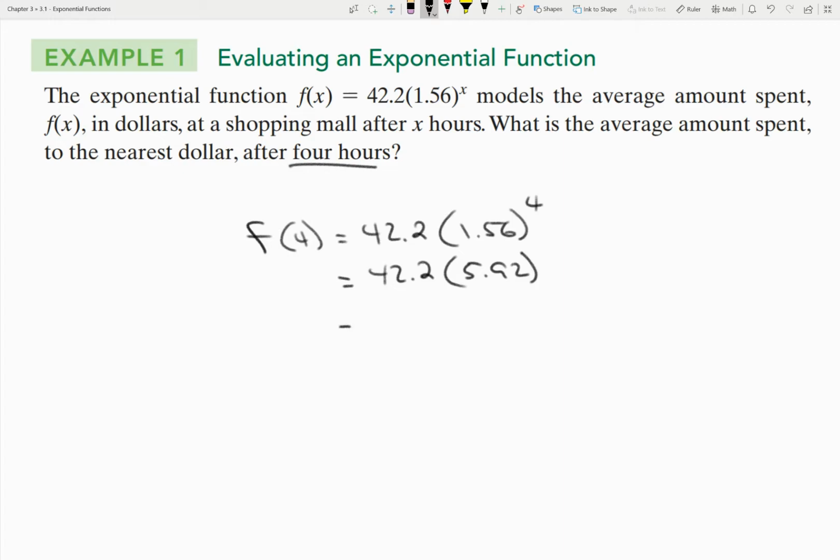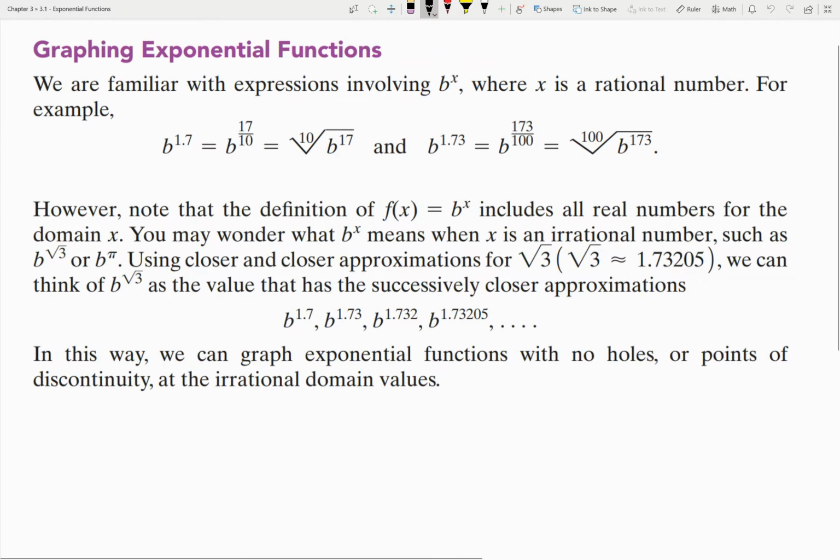And we get 249.93, which it says round to the nearest dollar. So this would be $250. The setup is not hard, right? We have the equation right there. The trick is knowing how to plug it into your calculator. I don't think we need another one of those. So let's move on to some graphs.